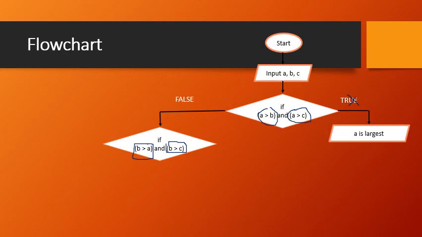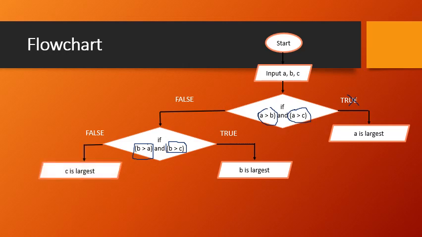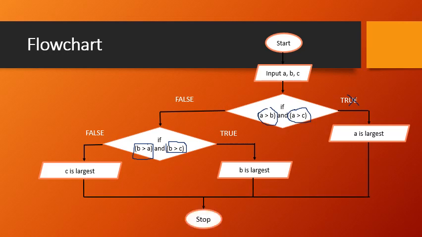And is the second number greater than the third number also? Whenever these two individual conditions are true, then only the entire condition will be true, or else it will be false. Assume that if it is true, then definitely B is the largest number, right? So we will display B is largest number, or else if not, then definitely C is largest. How? A is also not largest, B is also not largest, then the remaining number is C. Definitely C will be largest, and then stop.